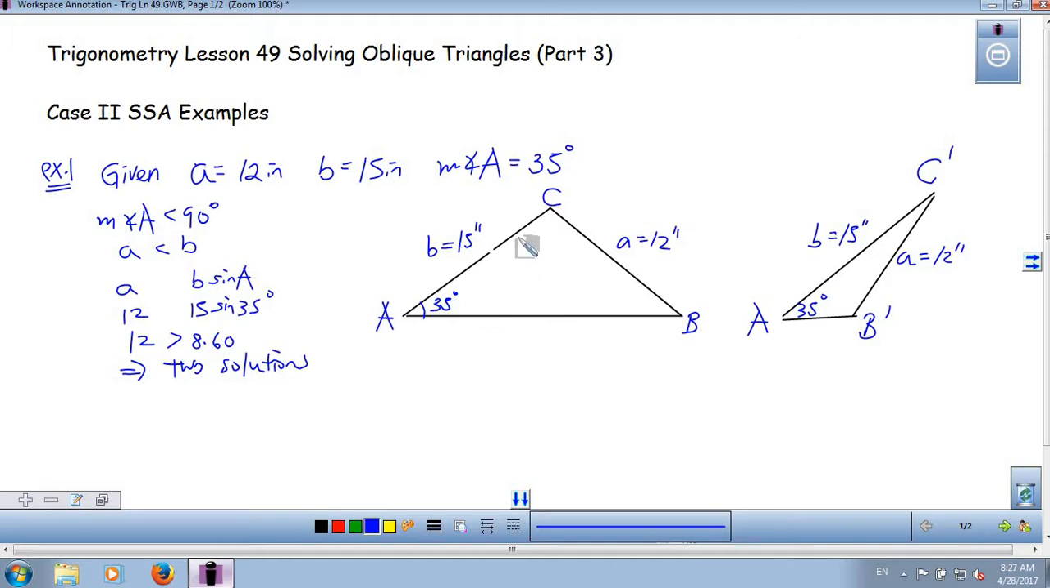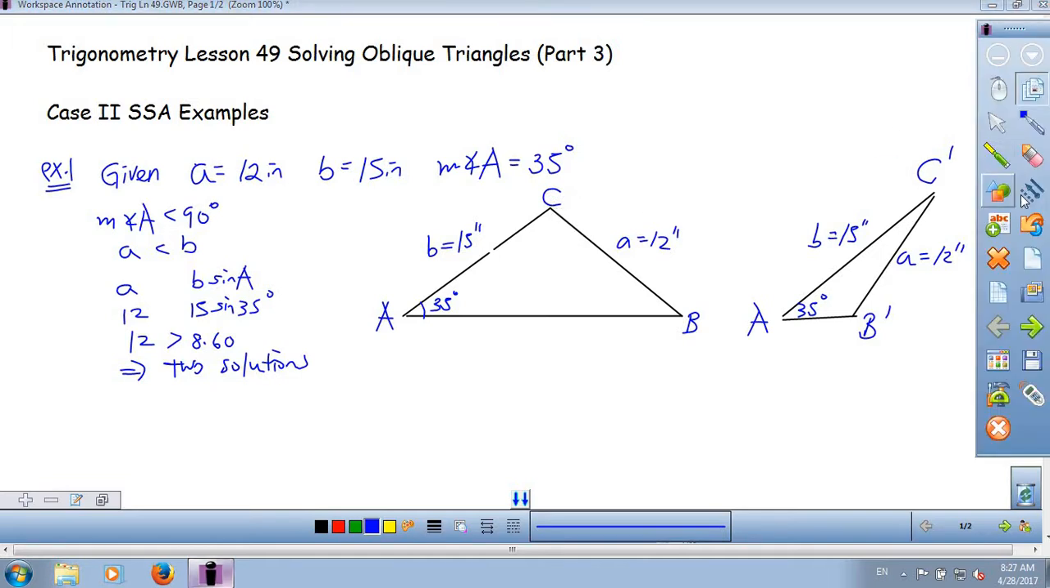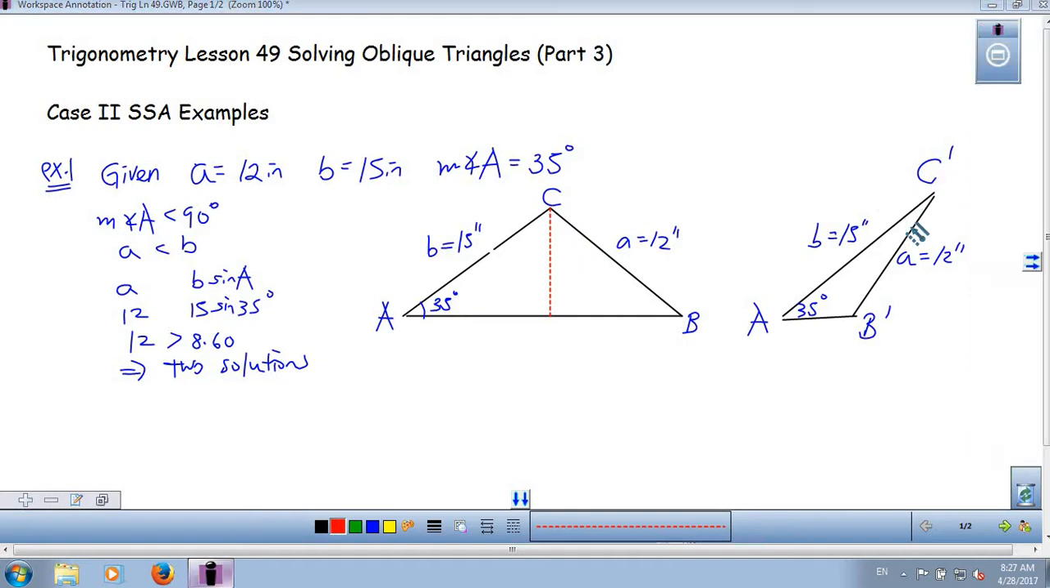The reason is that the length of A is less than B, but it's greater than that height, which is right in the middle right here. Let me show you where the height would be. The height, or B sine A, the H, is right here. So if A is greater than that, it has possibilities to swing around. That's the same height here. This is the H, which is equal to B sine A.